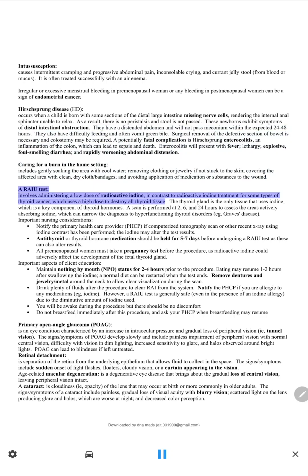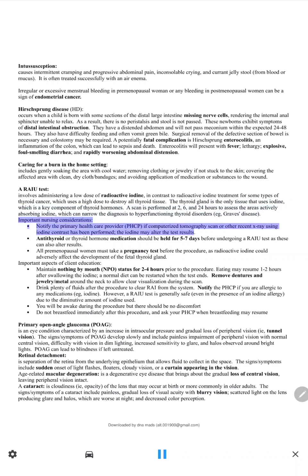A RAIU test involves administering a low dose of radioactive iodine, in contrast to radioactive iodine treatment for some types of thyroid cancer, which uses a high dose to destroy all thyroid tissue. The thyroid gland is the only tissue that uses iodine, which is a key component of thyroid hormones. A scan is performed at 2, 6, and 24 hours to assess the areas actively absorbing iodine, which can narrow the diagnosis to hyperfunctioning thyroid disorders, e.g., Graves' disease.